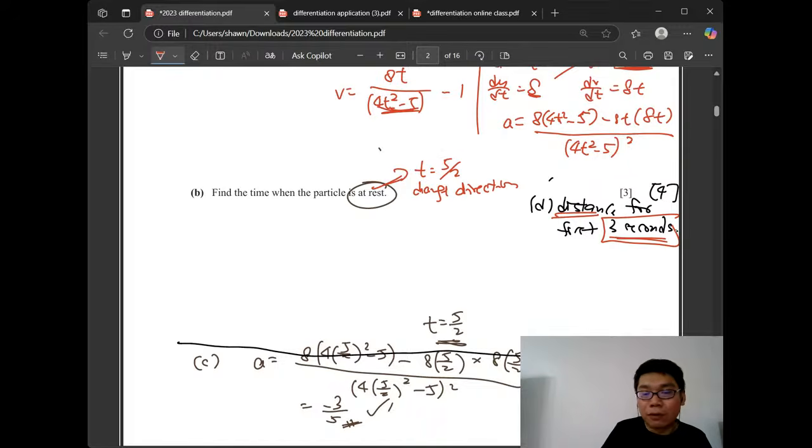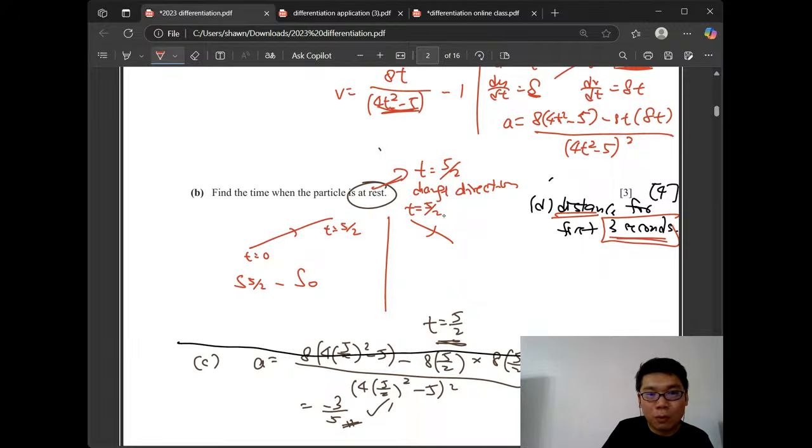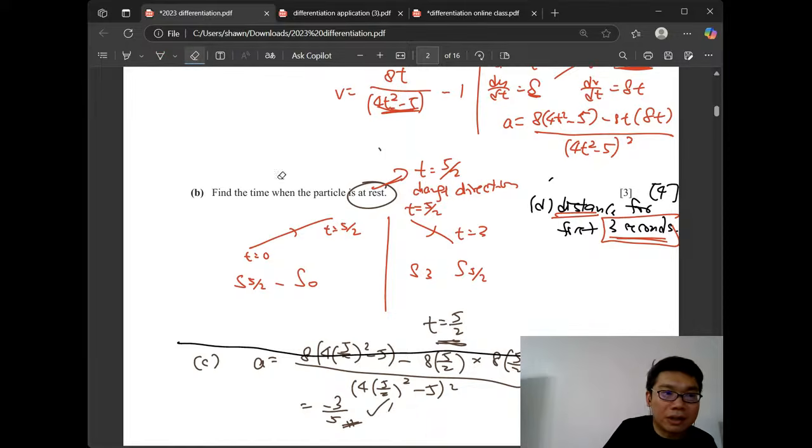So if they ask for the first 3 seconds distance, so we know how to find a distance. We must find from time equals to 0 to time equals to 5/2, the displacement, the distance that they travel. For how to count the distance for this part, we just use the final displacement minus initial displacement. Then we will know what is the distance for this path. And then from time 5/2 to time equals to 3, you also need to count the distance for this time. So to find the distance, we always use final displacement minus initial displacement.